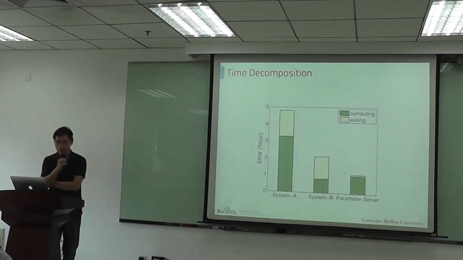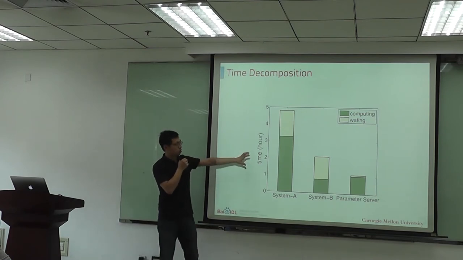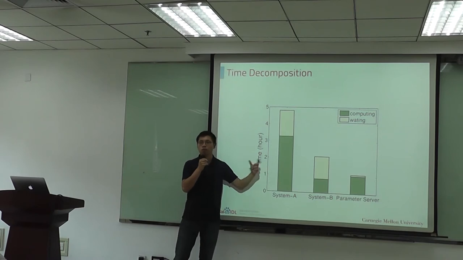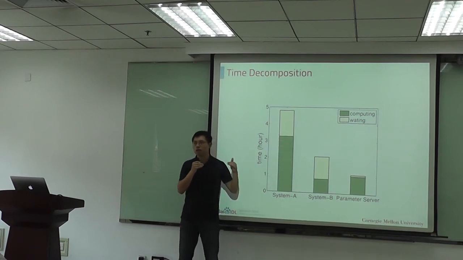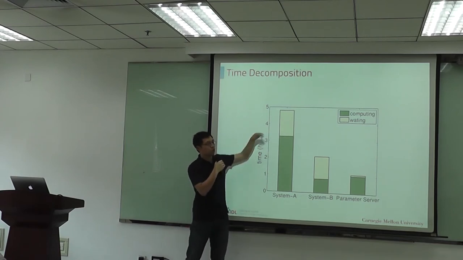So for this application, the master slide shows how the time is composed for the different systems. This is the time spent on the worker machine. The red is the percent of time spent on local computation. This is the time spent waiting.